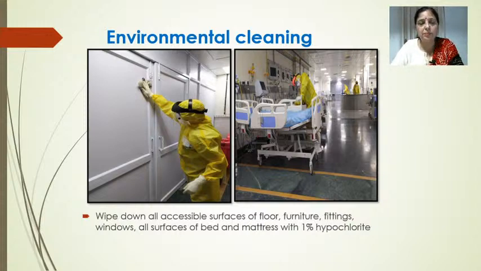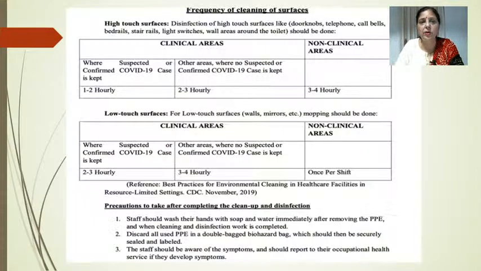How do we do environmental cleaning? We have to wipe down. The important thing is we wipe from top to bottom. That means the top is the cleaner to the bottom area. So wipe down all accessible surfaces of the floor, furniture, fittings, that is with 1% hypochlorite.